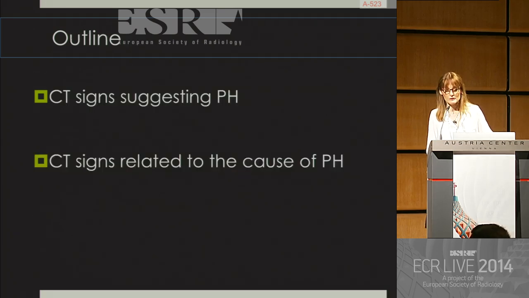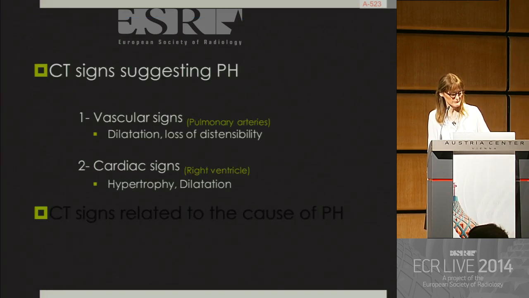So the outline is going to be very simple. We will see first non-specific signs that make us suggest the possibility of pulmonary hypertension for our colleagues. And then we will see signs that are specific and which help us recognizing the cause of pulmonary hypertension.